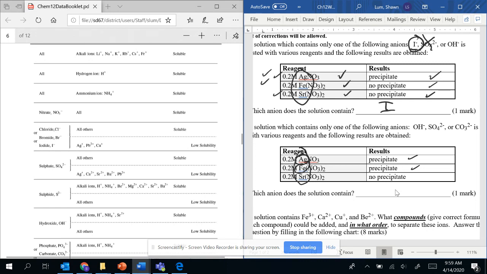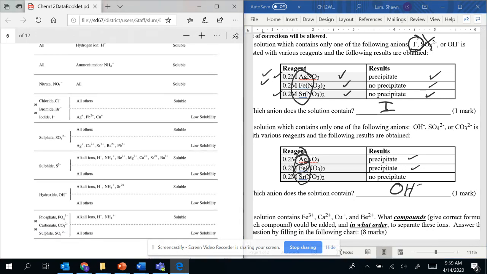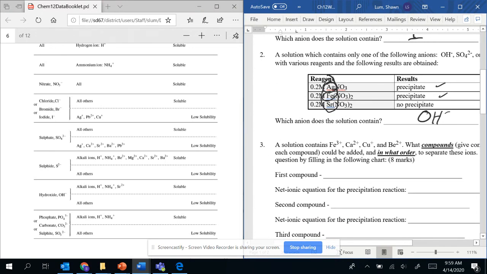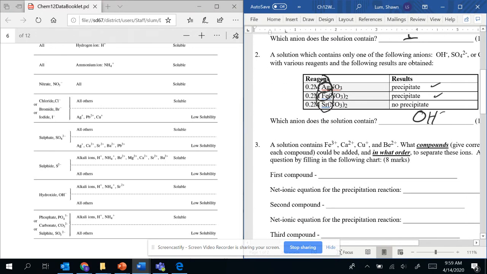So this one is going to be OH minus. It's not going to be CO3 because CO3 forms a precipitate with essentially everything, with the exception of alkali metals. And yeah. Okay, those are the first two done.